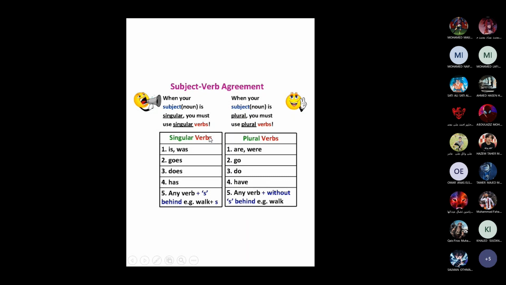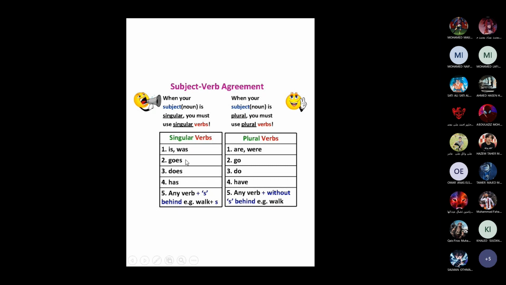So I want you to think about this table. That table is very important. This is the one. Any verb that ends in s, its subject is singular. That's it. Keep it in mind. Then you will find the other sentences or examples easier to understand.